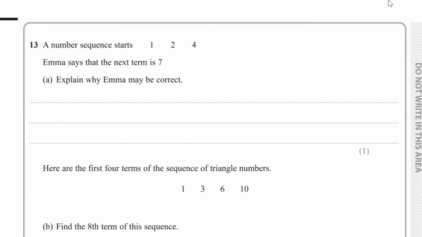Question number 13 for part A. We have a number sequence which starts 1, 2, 4. Emma says that the next term is 7. Explain why Emma may be correct.